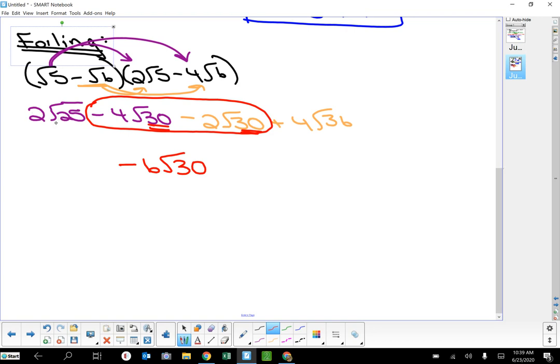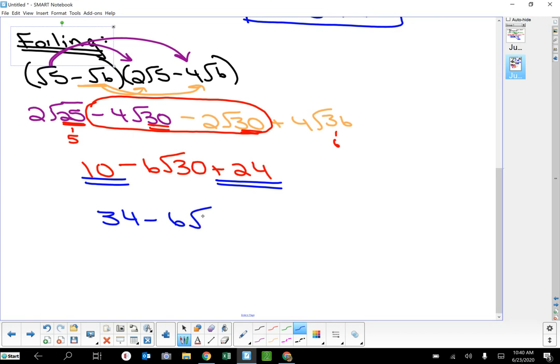Let's go to the left. 2 rad 25, well, that's just a 5, so that's a 10. And rad 36 is just a 6, so this is a 24. And now I can combine these like terms. 10 plus 24 is 34 minus 6 rad 30. And that can't go any further.